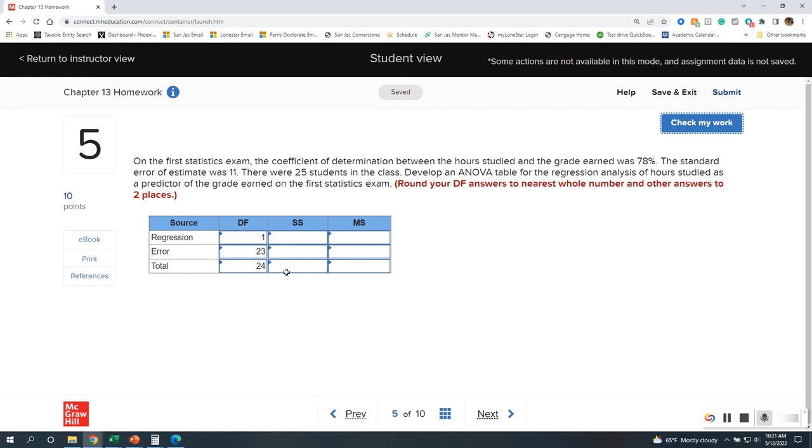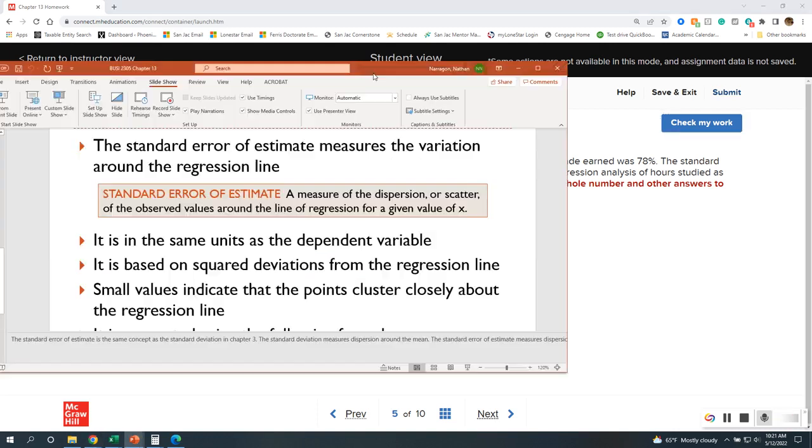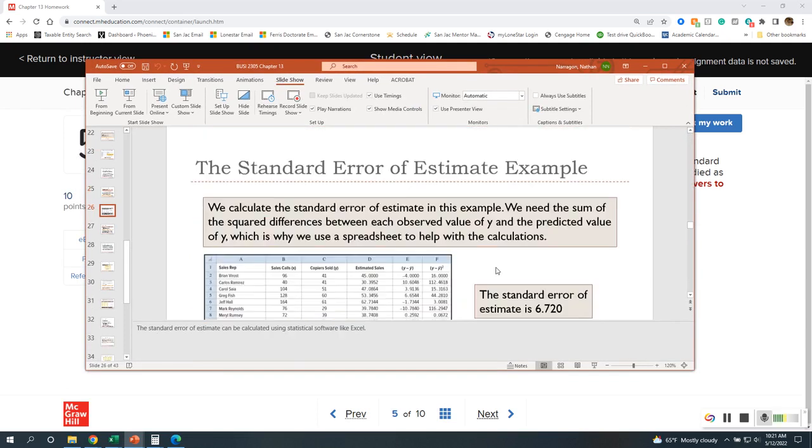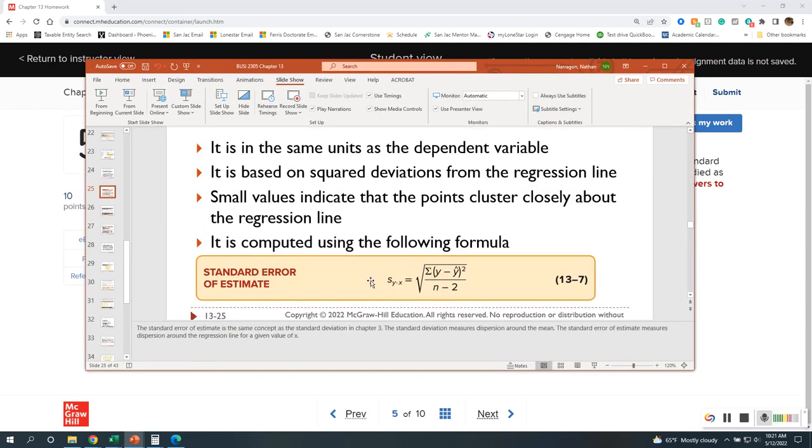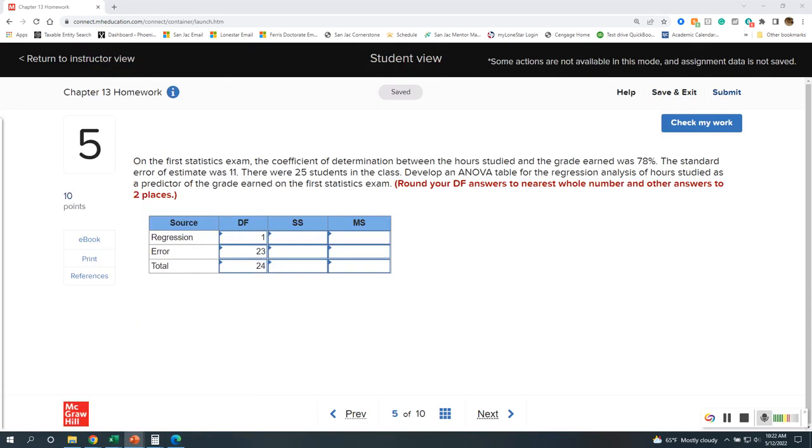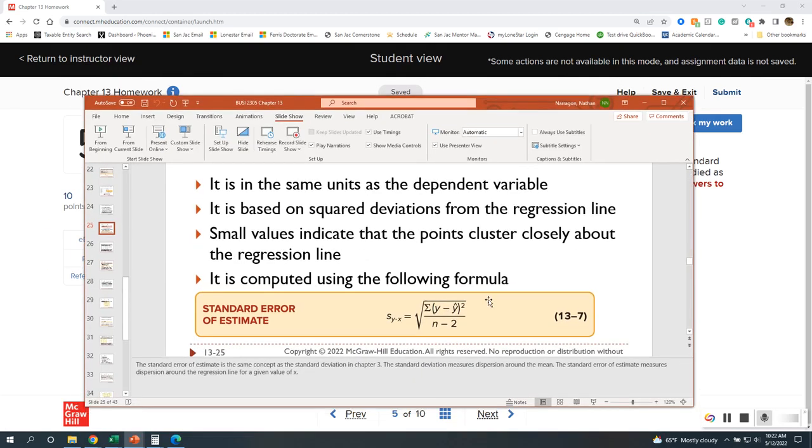So, in our formula, which is this formula right here, we do know the standard error of estimate is 11. We also know this number now, 23. Okay, it's always n minus 2, so it is 23 for the degrees of freedom. What we don't know is this number, which will correspond to our SS. So, how do we figure out this number?